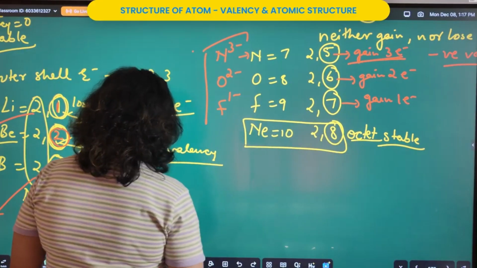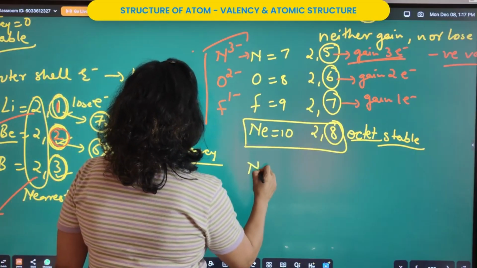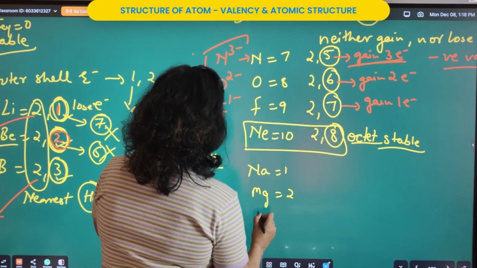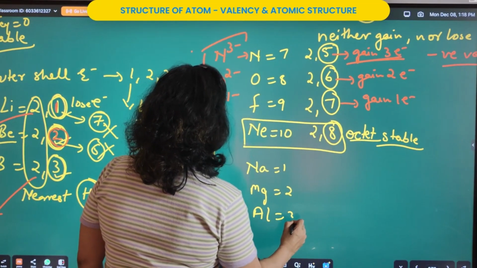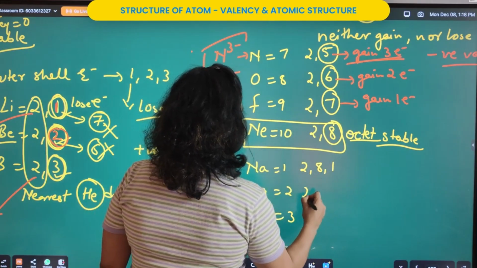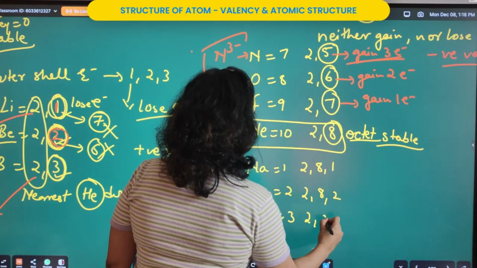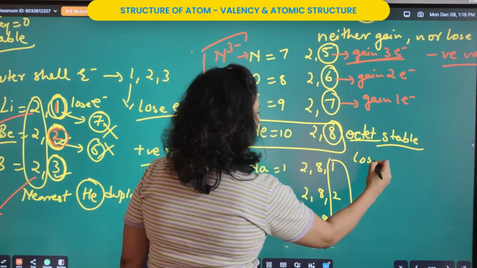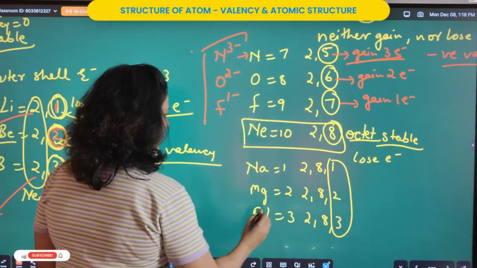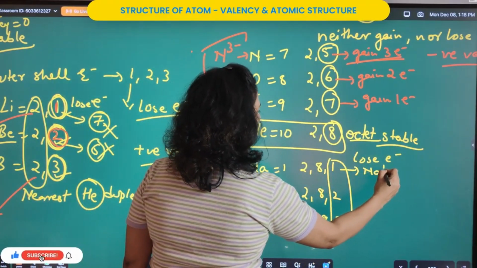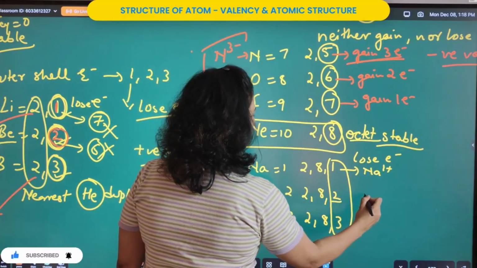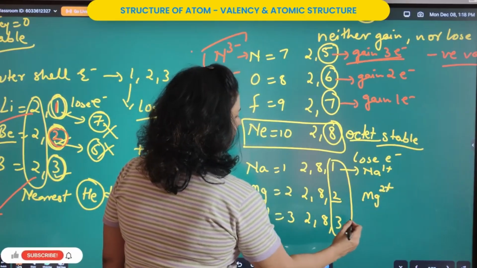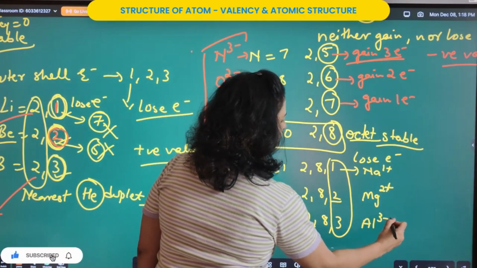For sodium also we can write. See, sodium, so this is 2, 8, 1, 2, 8, 2, 2, 8, 3. See, now here they are having 1, 2, 3. So they will lose electrons. Okay. So how many electrons will it lose? 1 electron. So sodium charge will be 1 plus. Here magnesium will lose 2 electrons. So magnesium valency will be 2 plus, right? And aluminium will lose 3 electrons. So its valency will be 3 plus.